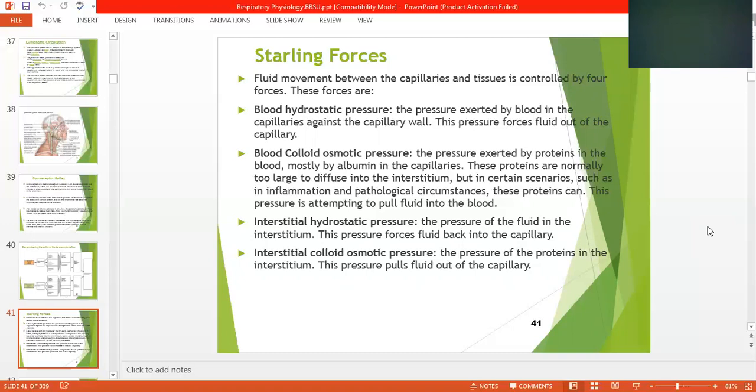If there is interstitial colloidal osmotic pressure, it means there is accumulation of the solid part, meaning protein, in the tissues. If some damage or infection is happening there, and the interstitial protein is more than the pressure of the protein in the capillary, this pressure pulls fluid out of the capillaries. Means it will take the fluid from the capillaries and deposit it into the interstitium, and we call it edema.